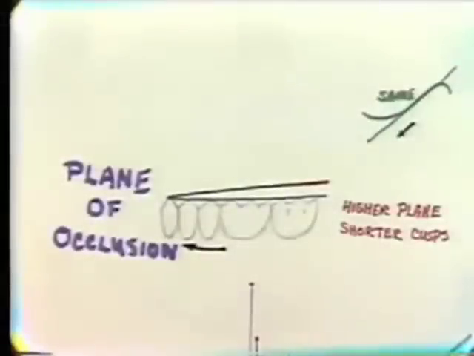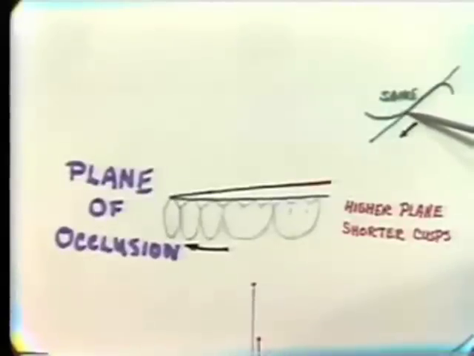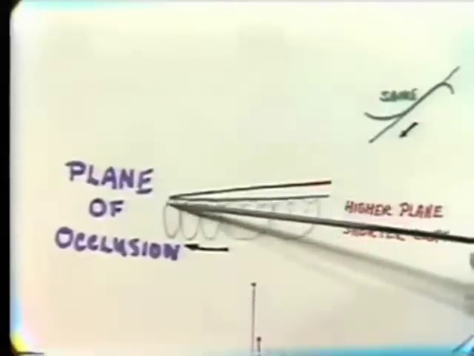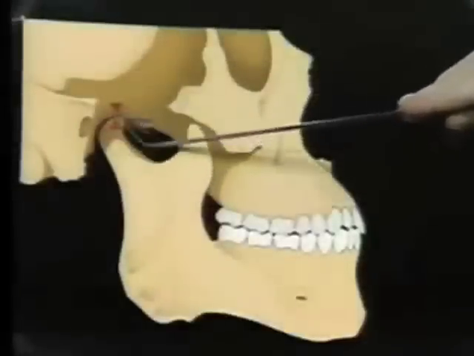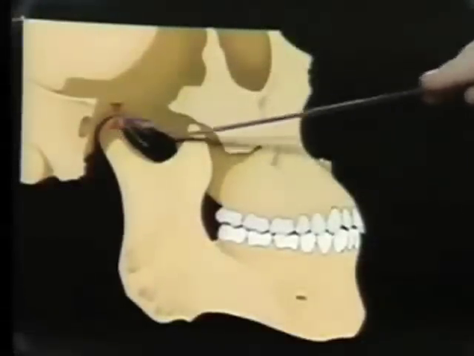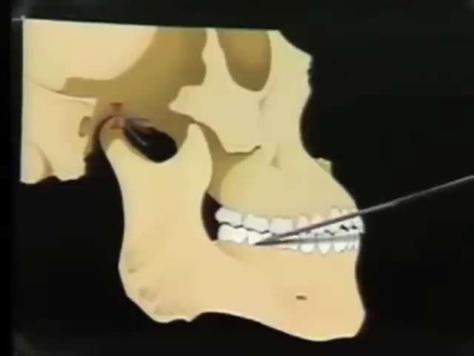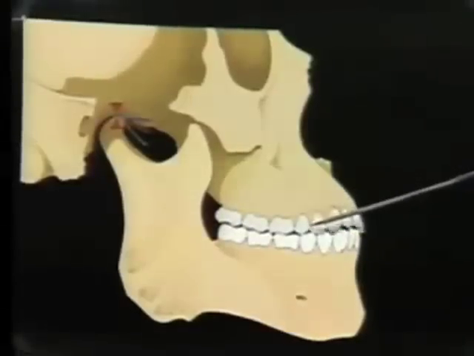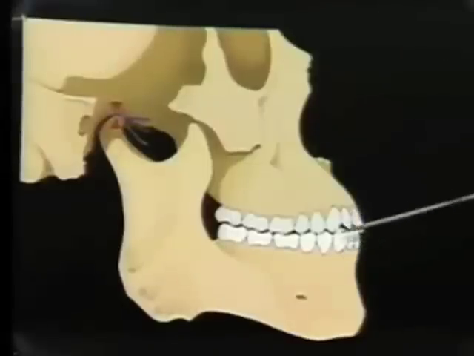Now, if we look at the plane of occlusion again, if we keep the condylar inclination the same and the anterior teeth the same, and we vary the plane of occlusion, we saw the effect of the different condylar inclinations on the cusp height of the posterior teeth. We varied the plane of occlusion and the curve of Spee and saw what effect it has on the cusp height. Now we want to see what effect the incisal guidance has on the posterior teeth.